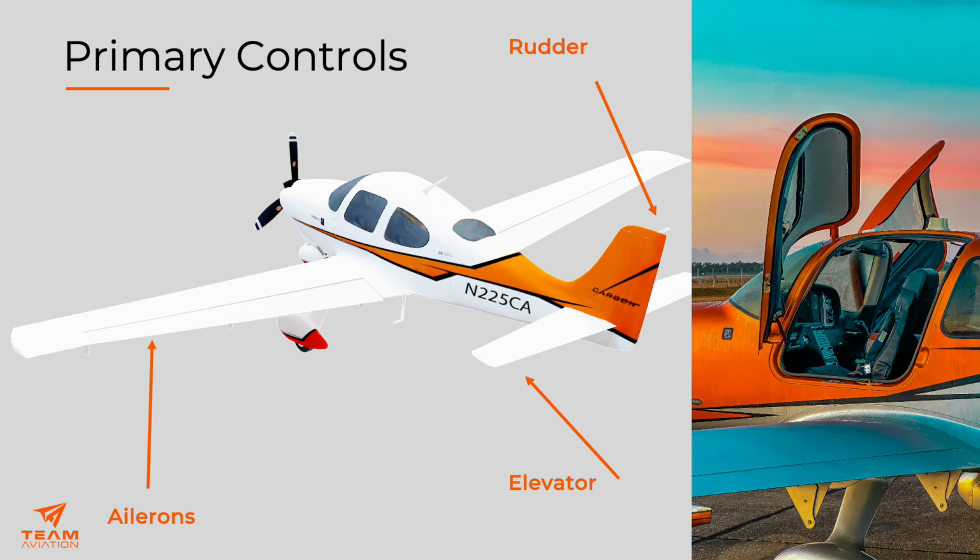The rudder is located on the vertical stabilizer. The rudder controls yaw. It is controlled by foot pedals and helps maintain balance during flight. Each of these controls plays a crucial role in keeping the aircraft stable and maneuverable.